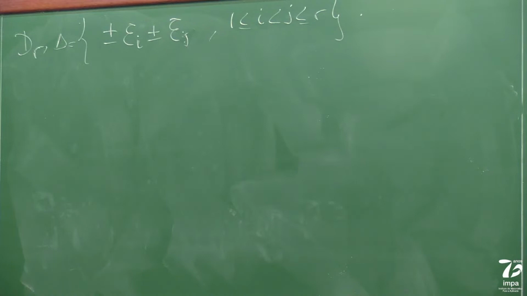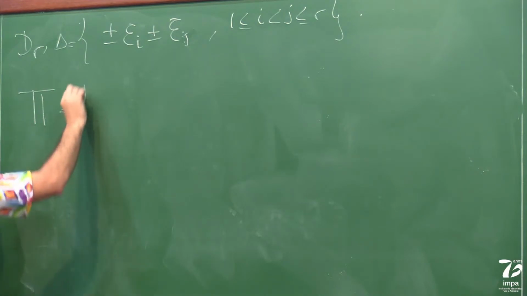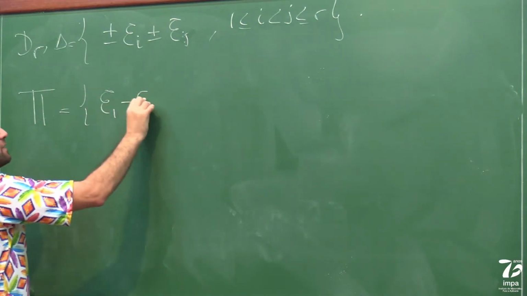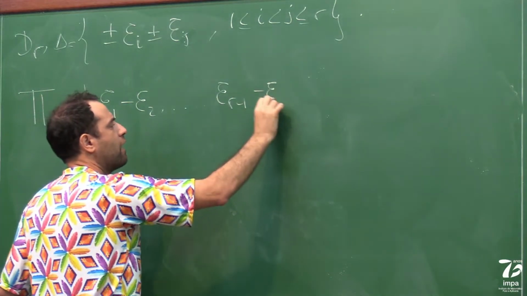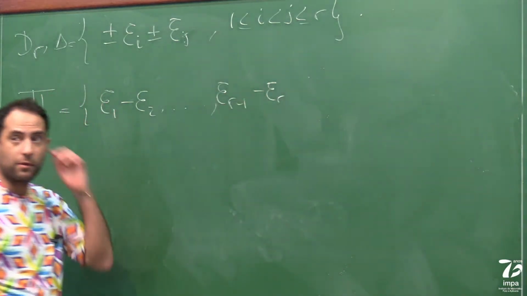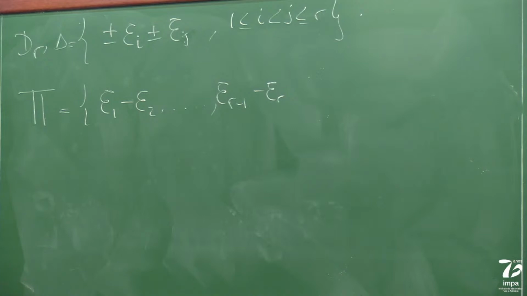So what are the possible simple roots? Well, the same argument, the same linear functional f, would give us epsilon 1 minus epsilon 2, up to epsilon r minus 1 minus epsilon r. And now we're in trouble, because these are all the roots such that f takes value 1. So these are simple.